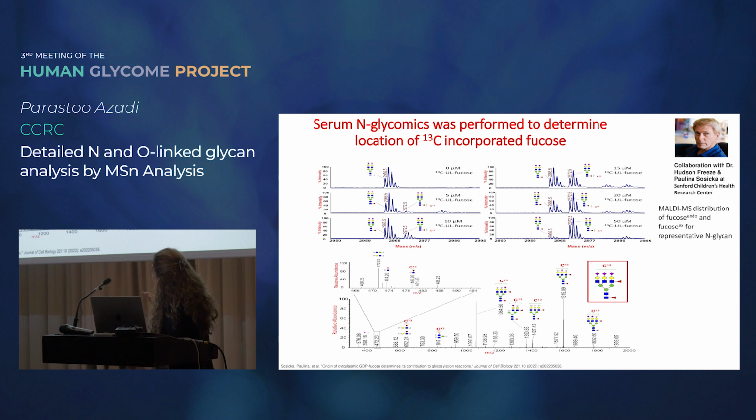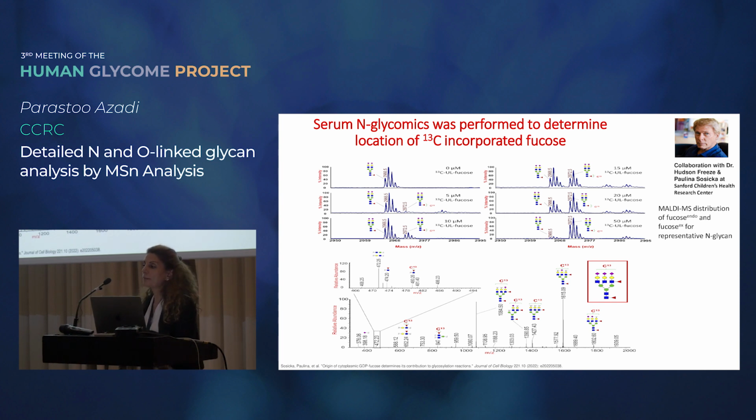So what we can see is at the beginning, it's only C12. And as we increase the amount of C13, we can get complete C13 basically. So at about 15 micromolar, we get equal amounts of C12 to C13.